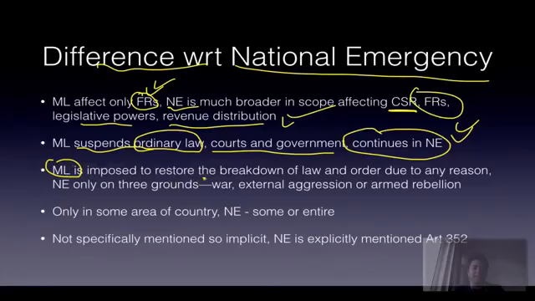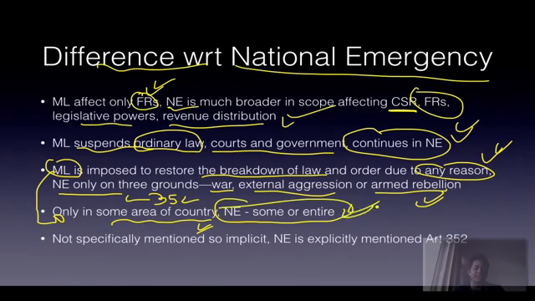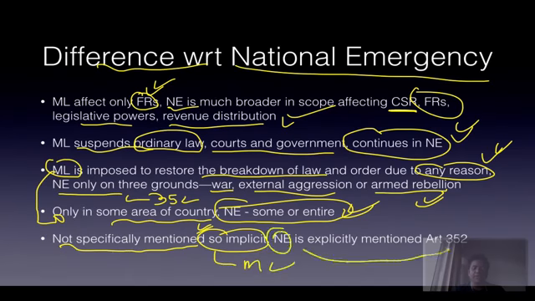Military law or martial law restores the breakdown of law due to any reason. It can be imposed due to any reason, while national emergency under Article 352 can be imposed only on war, external aggression or armed rebellion. Martial law is always imposed only in some area of the country, while national emergency can be in some area or the entire country. Martial law is not specifically mentioned, so it is implicit, while national emergency is explicitly mentioned under Article 352.